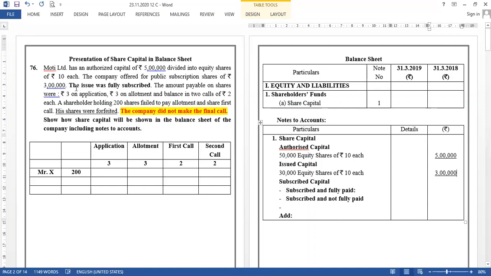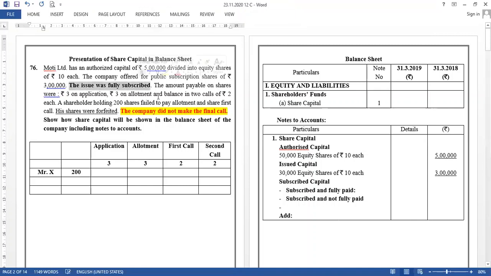The issue was fully subscribed. That's fine. Okay. The amount payable on shares were rupees 3 on application, rupees 3 on allotment, the balance in two calls of rupees 10 each. Okay, so I'm sure you remember this: application, allotment, first call, second call. Without priority allotment, 3, 3, 2, 2 is the call. Okay, that's fine.